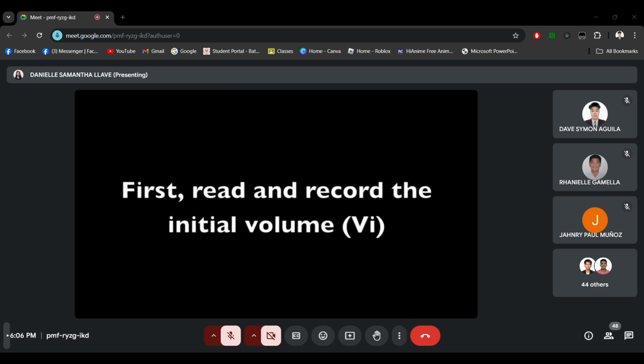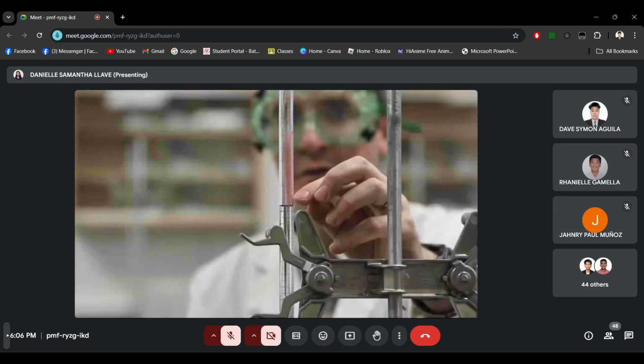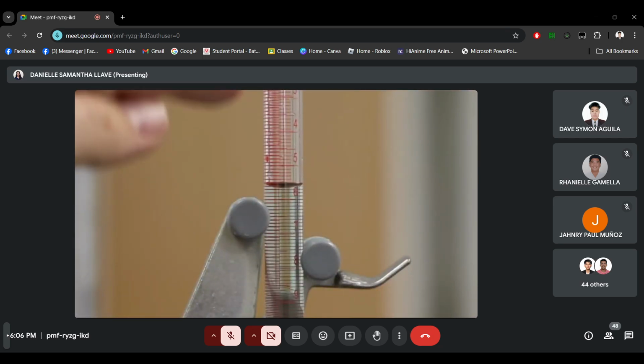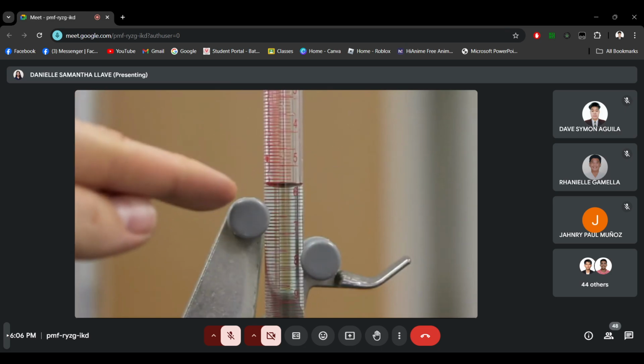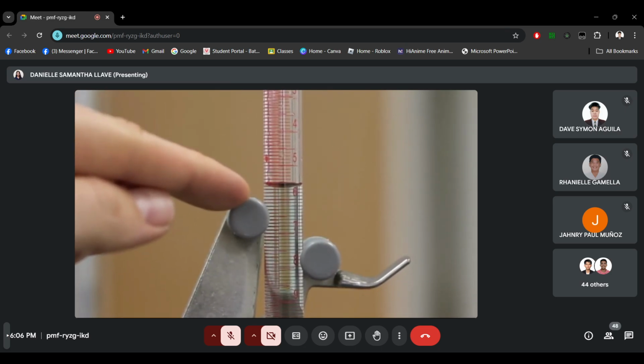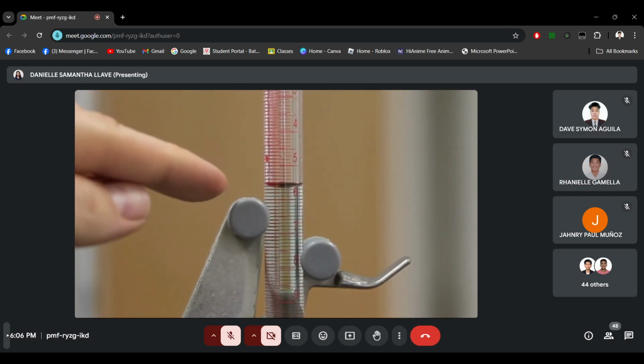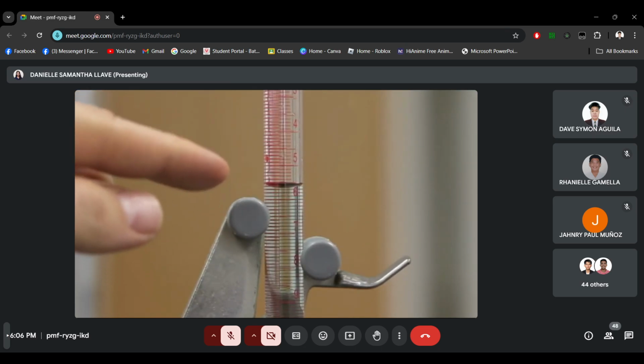We are now ready to read the initial volume of the burette. First, position yourself such that you are eye level with the meniscus to avoid parallax error. We see that the meniscus is between 5 and 6 milliliters. Further, it is between 5.6 and 5.7 milliliter marks. And finally, estimated to the hundredths place, I record the initial volume as 5.67 milliliters.